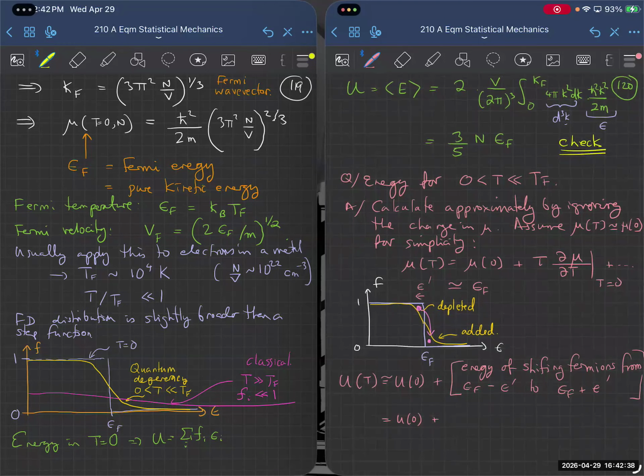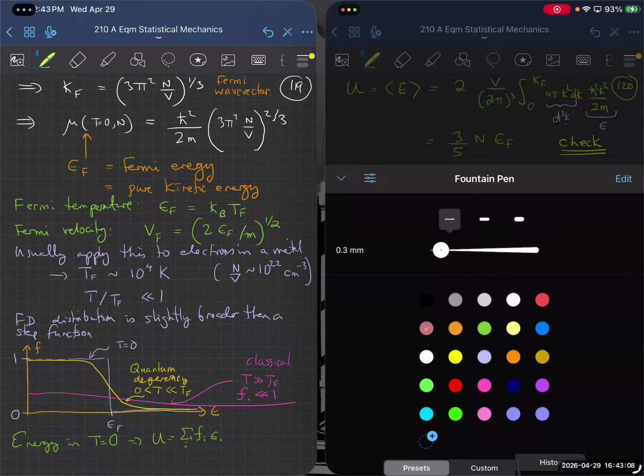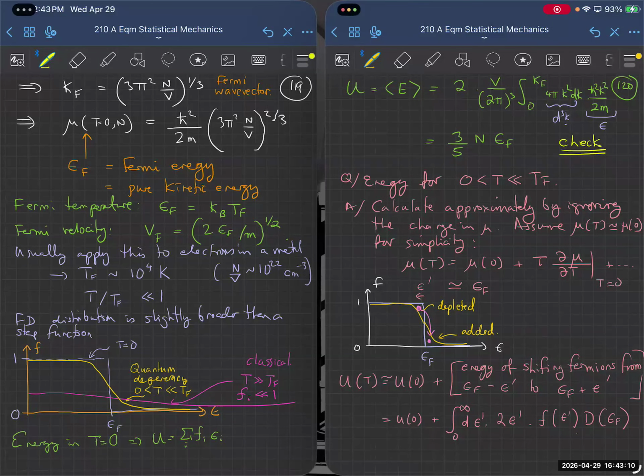So then what I'm going to have to do is integrate from 0 to infinity d epsilon prime times 2 epsilon prime, because I've gone from minus epsilon prime to plus epsilon prime, so that's 2. And then I have the Fermi-Dirac distribution evaluated at epsilon prime, and then I have the density of states in energy evaluated at the Fermi surface. So this is the density of states in energy.